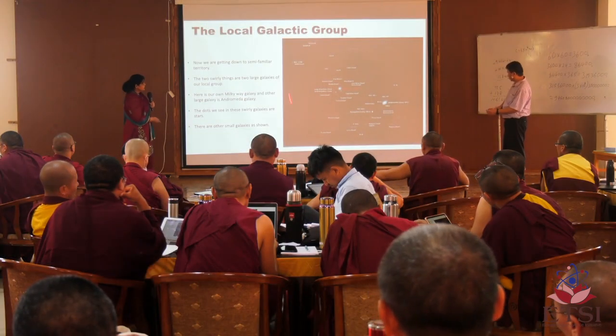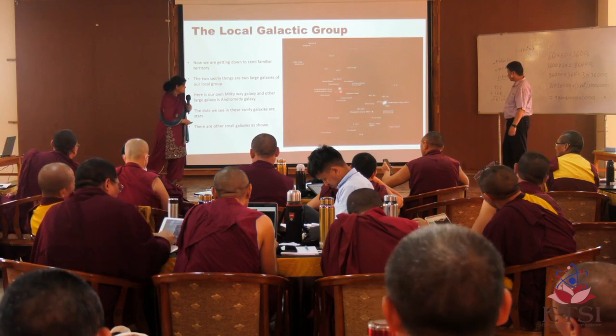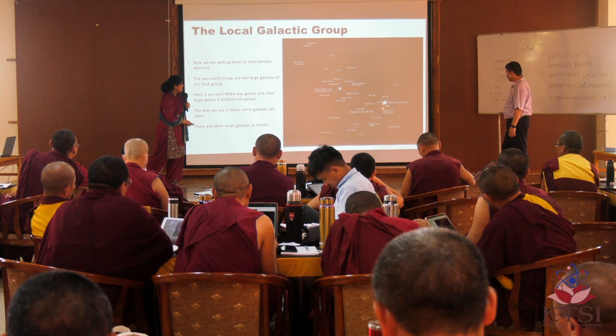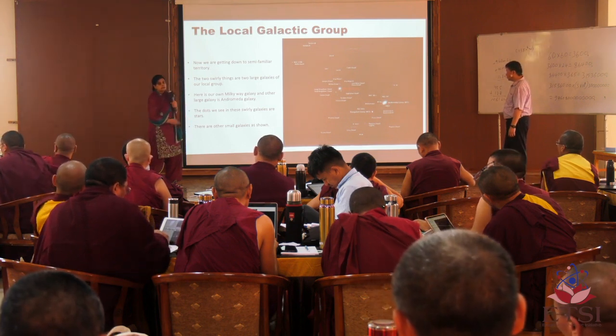So now let's zoom in on our local galactic group. What we will see, our Milky Way galaxy, right? So if I zoom in, this is our local galactic group. And I mentioned that there are three big galaxies. This one, Milky Way, which is our galaxy. Then there is Andromeda galaxy. Then there is Triangulum galaxy. So, but we will focus on Milky Way galaxy.